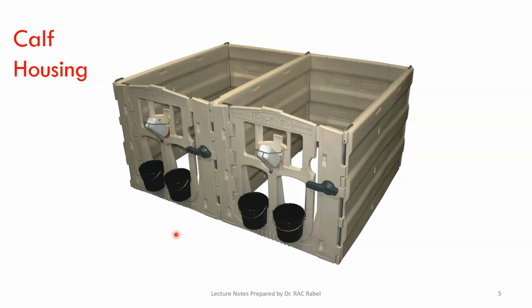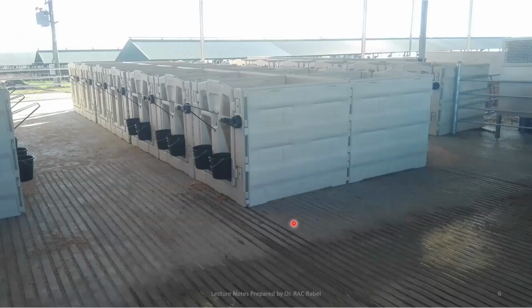As you can see, they are individual pens, right? So they have plastic walls. They've been built with plastic. Two buckets, a door handle, a bottle for milk, right? So two buckets for concentrate and water. So those were individual pens.